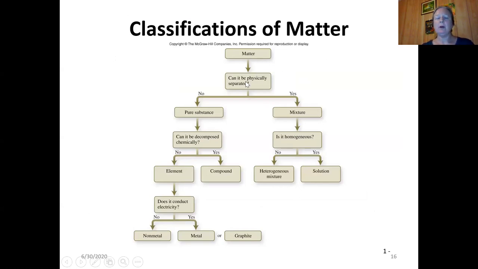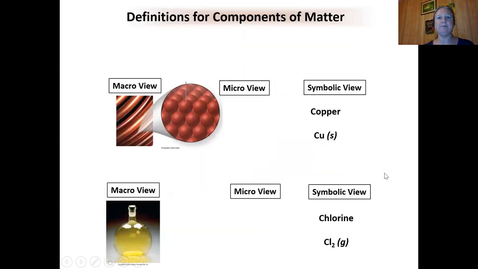Another flow chart: when you have matter, you want to know, is it pure, or is it a mixture? Can it be physically separated? Can you boil it and get one off in a gas phase? Can you filter it? Can it be changed chemically? And is it homogeneous? What does homogeneous mean? Well, we'll come to that when I get to mixtures. This is a quick overview, and then I'm going to get more specific.